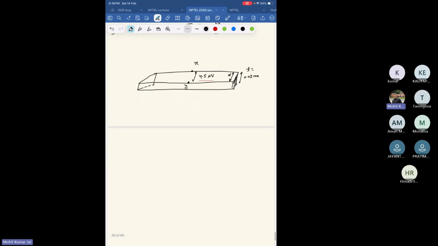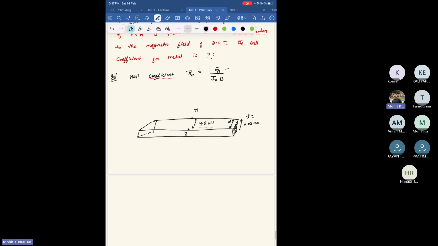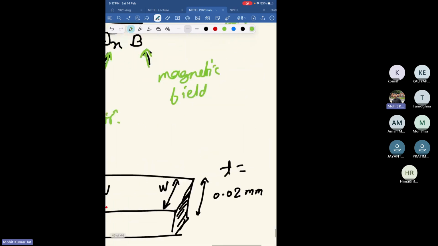Now, if I ask you, how do you write the EY? Because here we need EY, JX, and B. Okay, let me write EY. EY is the electric field in the transverse direction. JX is current density in X direction. B is the perpendicular magnetic field.